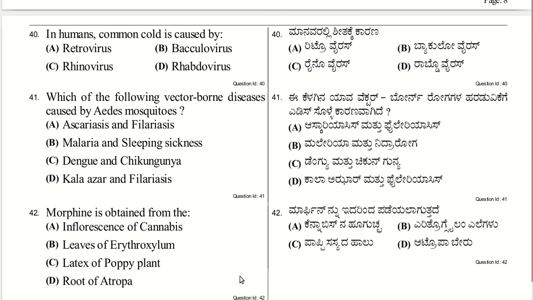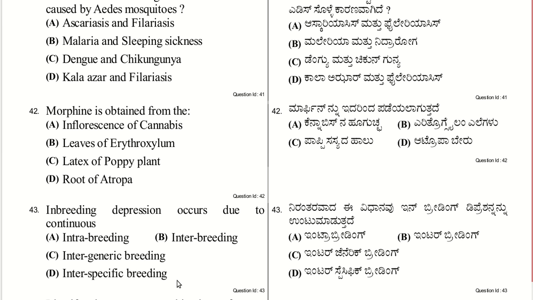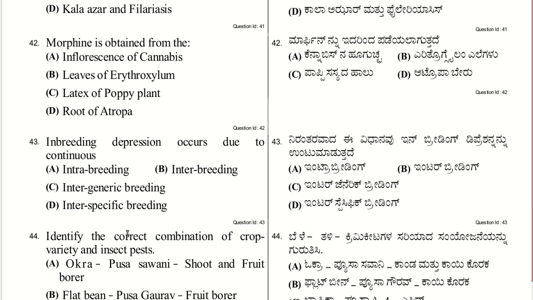Morphine is obtained from the plant latex of poppy plant, morphine. So 42nd is C. Inbreeding depression occurs due to continuous intrabreeding. A is the answer for 43rd.